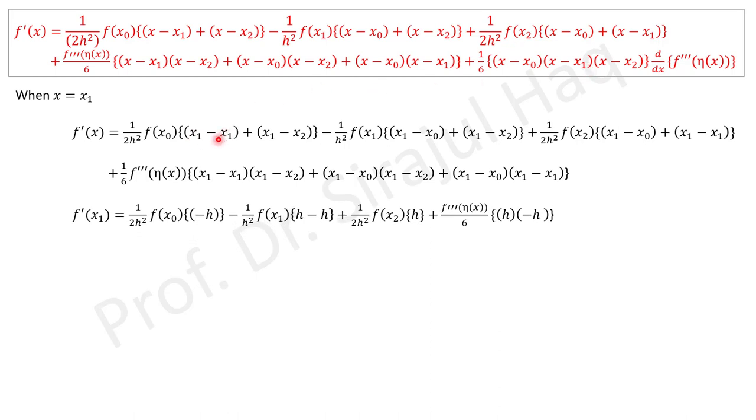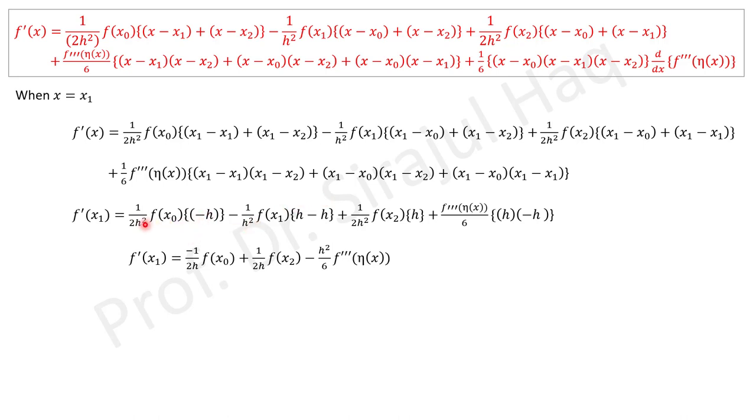x1 minus x1 is 0, x1 minus x2 is minus h, x1 minus x0 is h, and this is 0, which you can see h over here. So this will be x1 minus x0, which is h, multiplied by x1 minus x2, which is minus 2h. And if you simplify it, you are getting h minus h, so this term becomes 0.